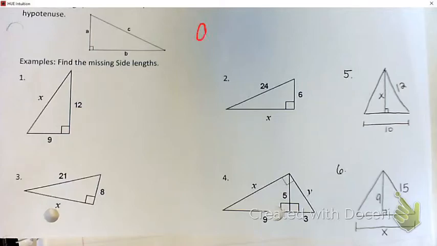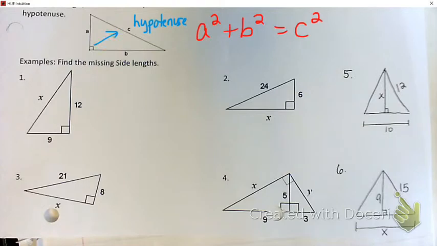Pythagorean theorem goes a squared plus b squared equals c squared. The thing that matters is the c. Okay? The c is the hypotenuse. It is the side across from the 90. The other two sides are the legs.